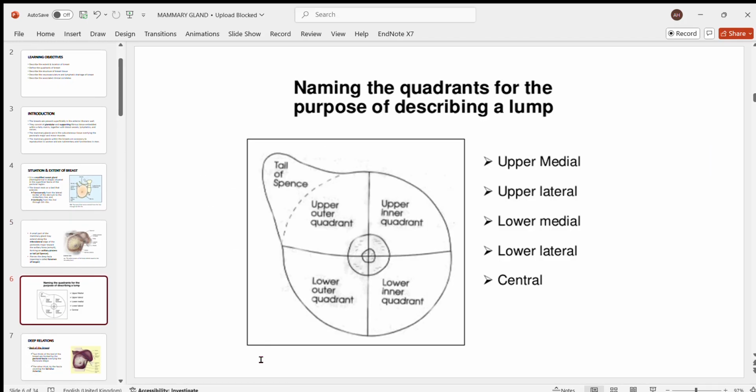As I've mentioned earlier, the quadrants of the breast are the upper outer quadrant, the upper inner quadrant, the lower outer quadrant, and the lower inner quadrant. We can also call it the upper lateral, lower lateral, upper medial, and lower medial. So the upper outer or upper lateral gives off the tail of Spence.